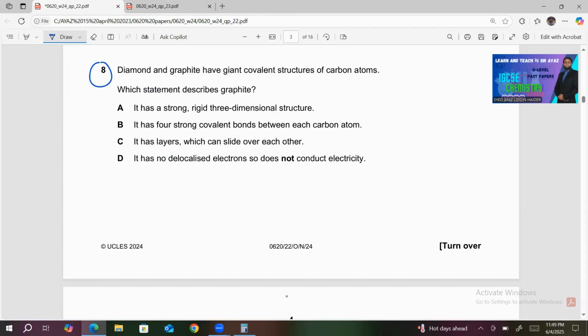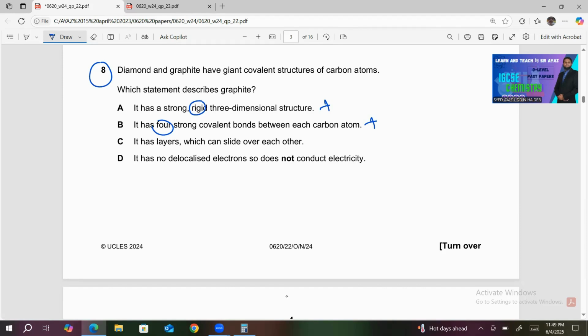Number 8. Diamond and graphite have giant covalent structures of carbon atoms. Which statement describes graphite? A. It has a strong, rigid, three-dimensional structure. It does not have a rigid structure. It's soft. B. It has 4 strong covalent bonds between each carbon atom. This is incorrect. It does not have 4 strong covalent bonds. Instead, it forms 3 strong covalent bonds between each carbon atom. So this is also incorrect.